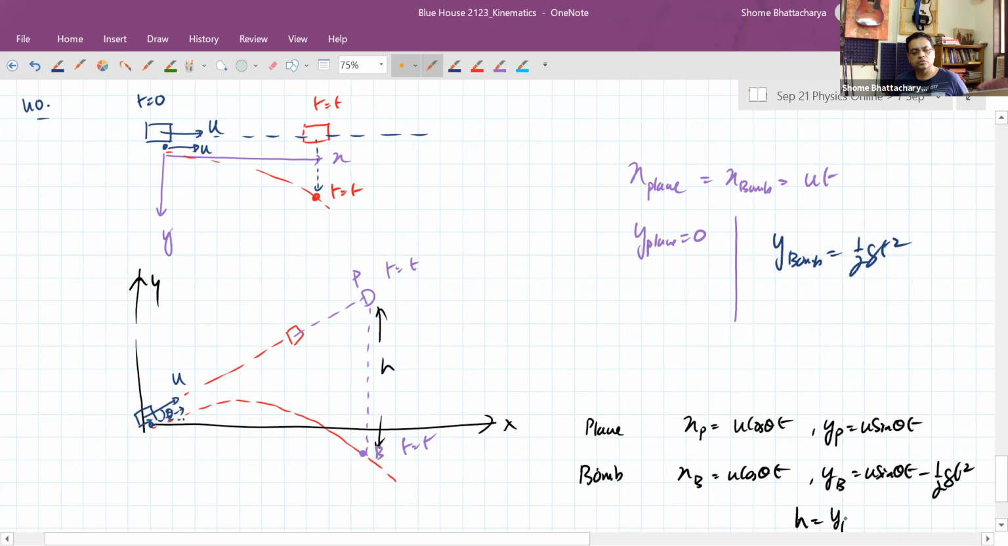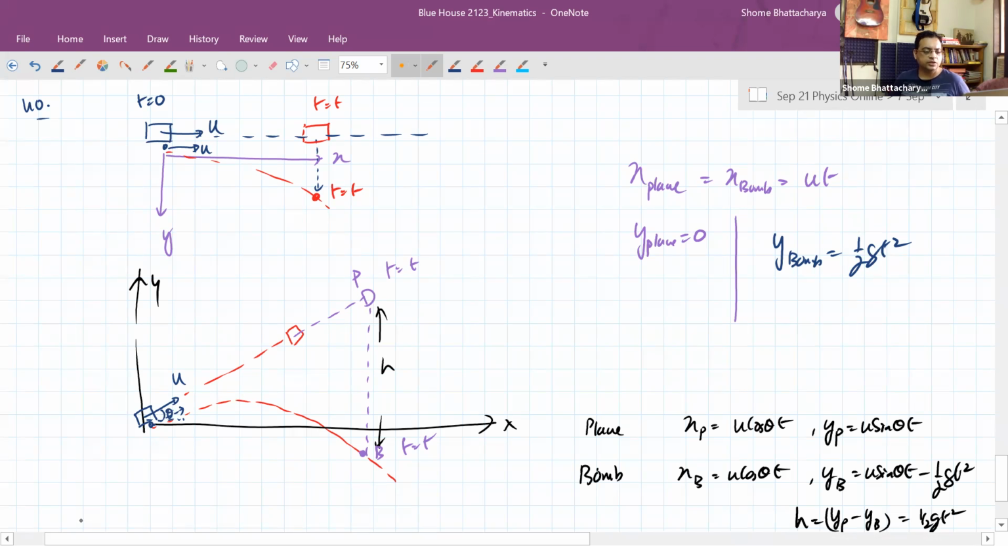So this height difference at which the pilot observes will be equal to the difference in the y coordinates, which will be half gt square. So once again, you will see that the pilot will always see the bomb to be vertically below him and exactly at a distance of half gt square below.